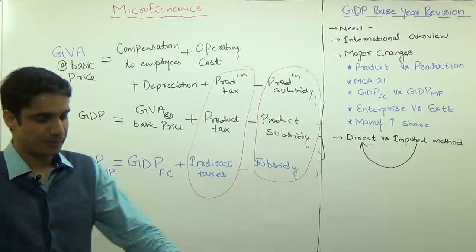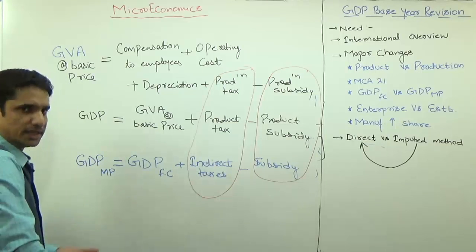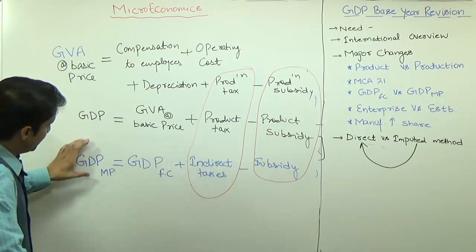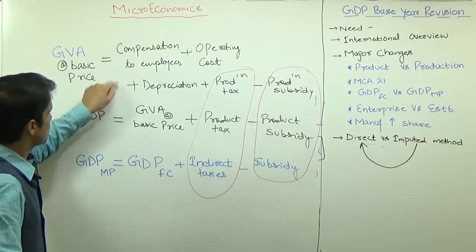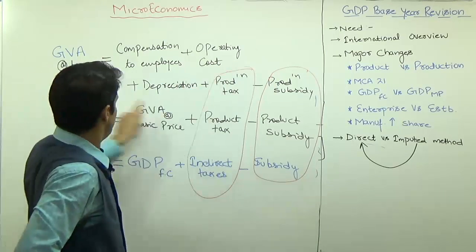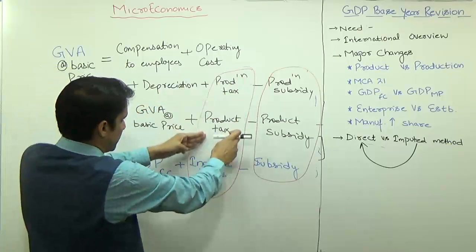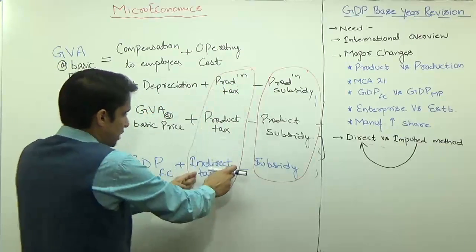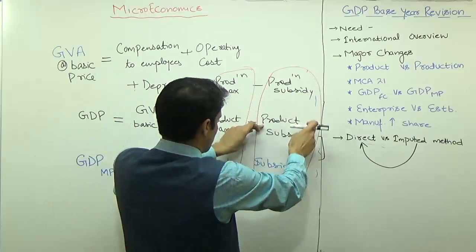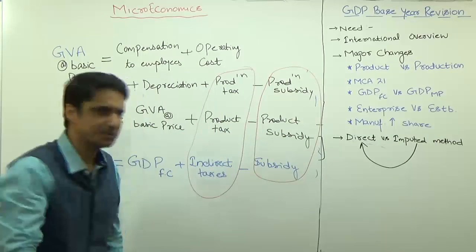So it is almost same. The new methodology that has come: GDP at market price equals factor cost, all these factors will make the factor cost. Then we have production taxes and product taxes, which is nothing but the total indirect taxes, production subsidy and product subsidy, which is nothing but the total subsidy.